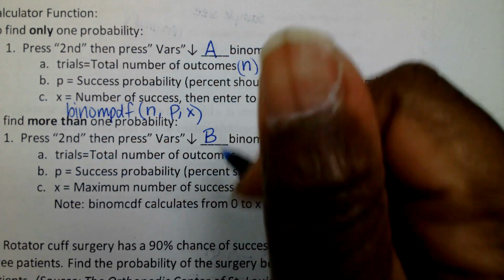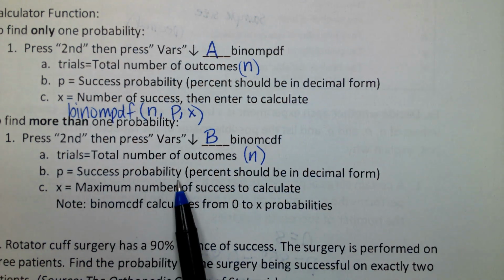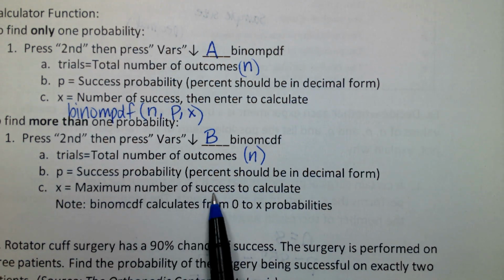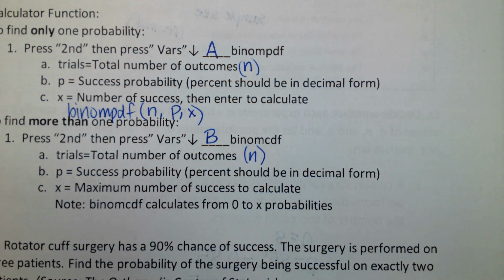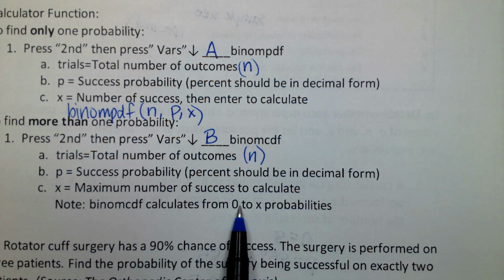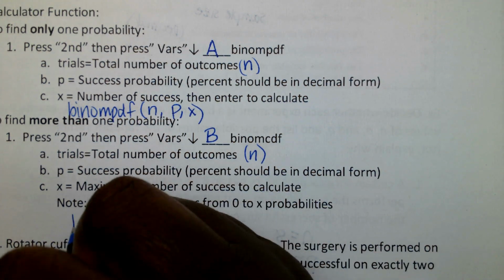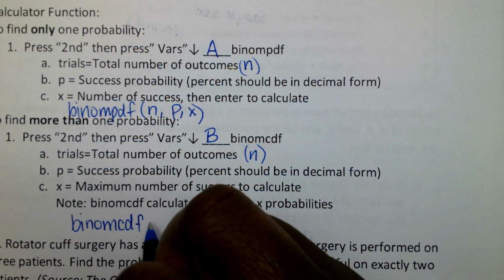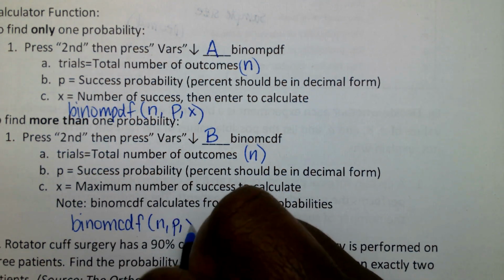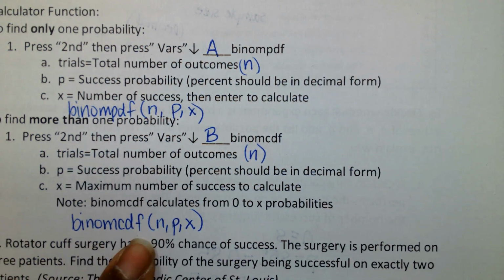Same definition. N is where your number of outcomes is. P is your success. X is the maximum number of successes to calculate. So what is your max X? It's going to always start from 0 all the way until you tell it to stop at some X. This takes some practice. We're going to learn how to use and manipulate this. If you have that older calculator, same format: Binomial CDF, N, P, X.